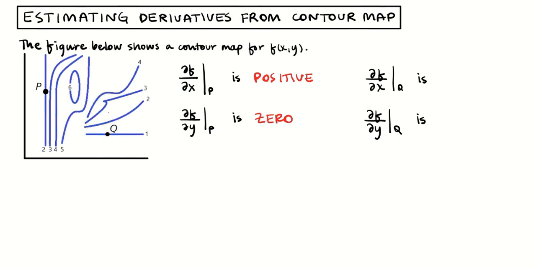Okay, at point Q, when I let x increase a little bit, I'm still on the same contour. Z has not changed. F has not changed. Its rate of change with respect to x would be 0. And then if I let y increase by a little bit, I'm going from 1 to 2 towards 3, so f is increasing as y increases, so df dy is positive.